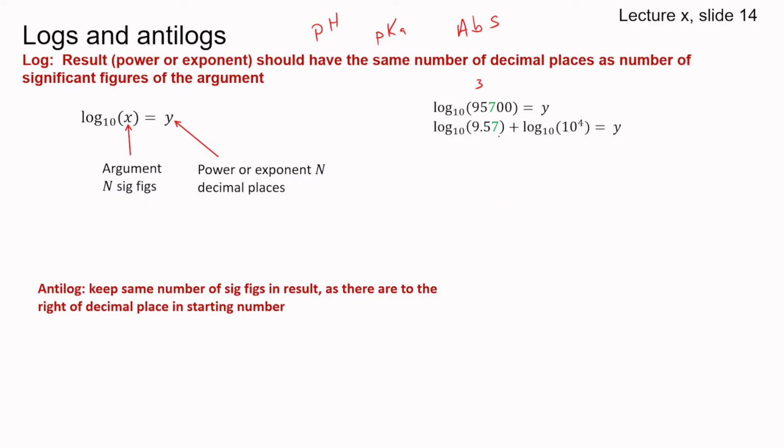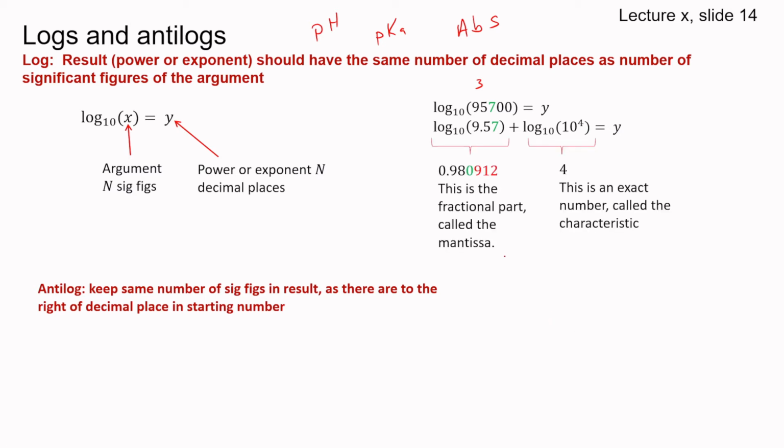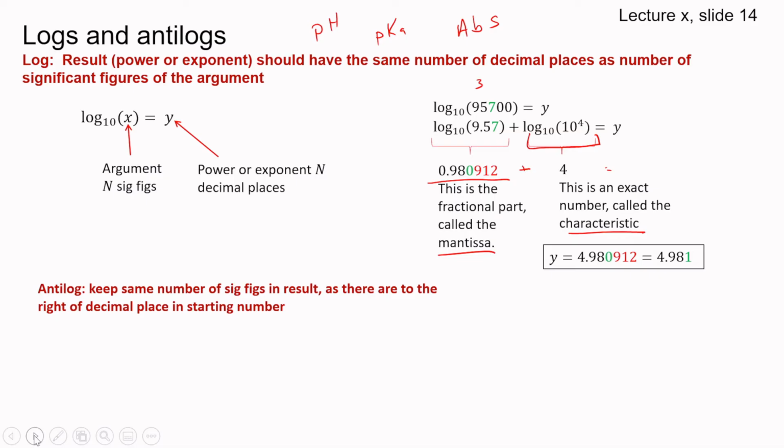So this is the same thing. Now we have 2 different logarithms. We have a logarithm of something that's less than 10 but greater than 0. That gives us what's called the fractional component, or the mantissa. This part gives us the exact number, and it's called the characteristic, right? So when we add these 2 together, we're going to get the logarithm, right?